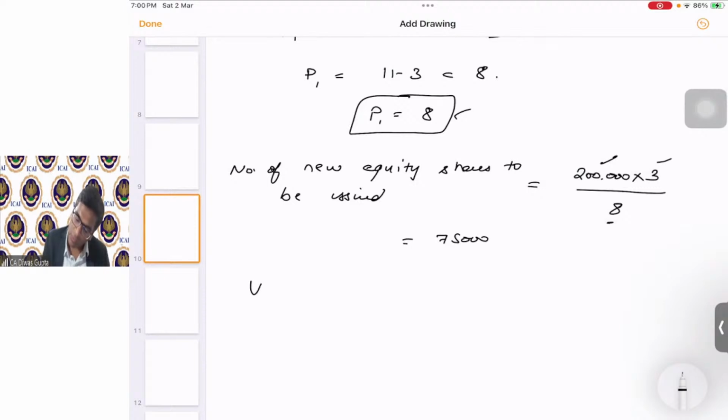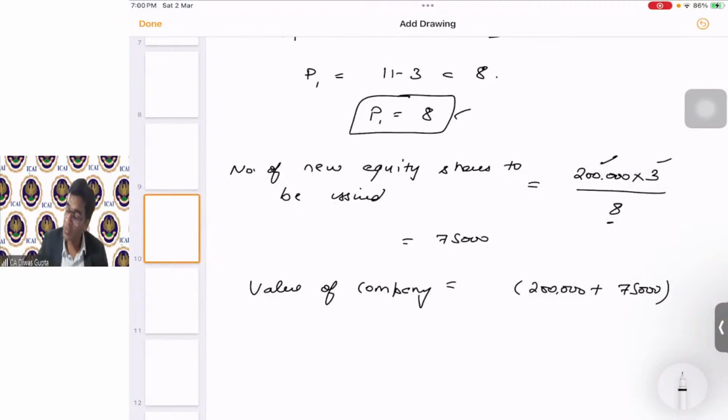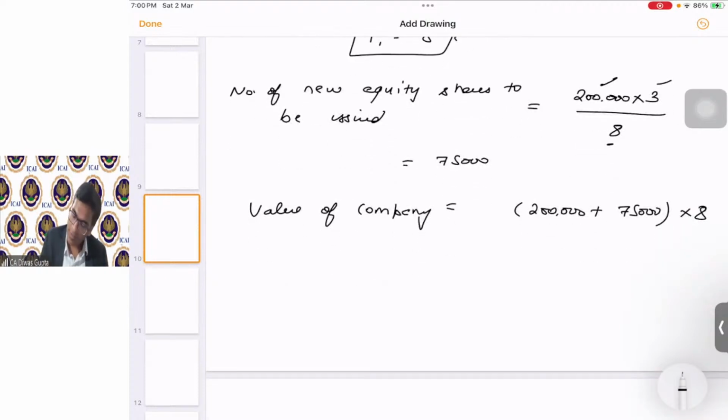And hence the value of company will become how much? 2 lakhs are the existing shares, 75,000 are the new shares, multiplied by 8 rupees. Okay, students. So this becomes 8 into 2,75,000, which is equal to 22 lakhs. Again, the value of company will be 22 lakhs.